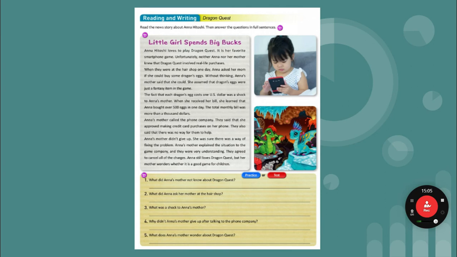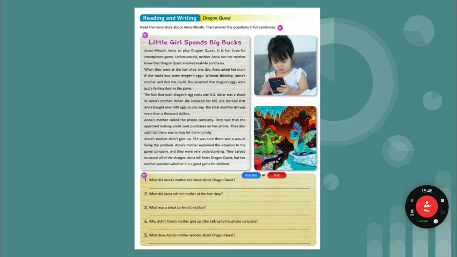Anna Hitoshi loves to play Dragon Quest. It is her favorite smartphone game. Unfortunately, neither Anna nor her mother knew that Dragon Quest involved real-life purchases. When they were at the hair shop one day, Anna asked her mom if she could buy some dragon's eggs. Without thinking, Anna's mother said she could. She assumed the dragon's eggs were just a fantasy item in the game. The fact that each dragon's egg cost $1 was a shock to Anna's mother.